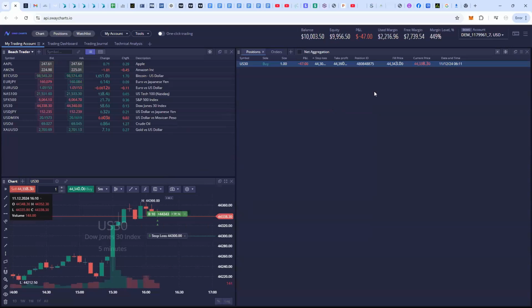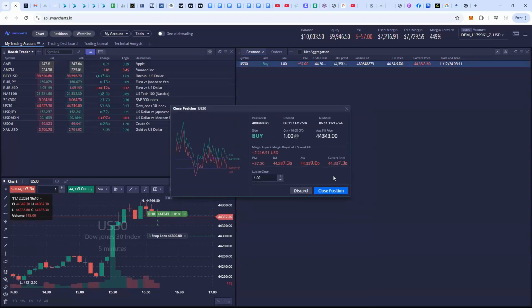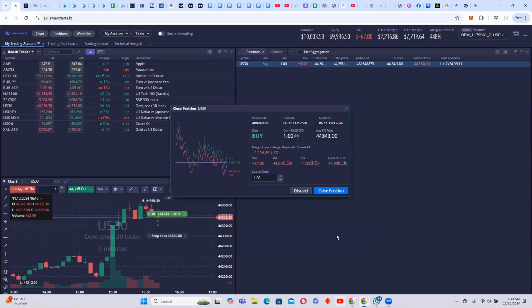Okay, how do you get out of the trade? You can hit this X right here, and then it'll pull up this right here, and then you can close at any time you want to. Right now it's at negative $67. And we see there's like a support right here. So we're just waiting. Let's wait this trade out a little bit.